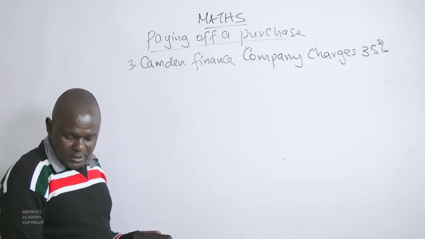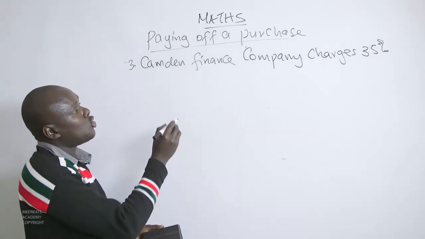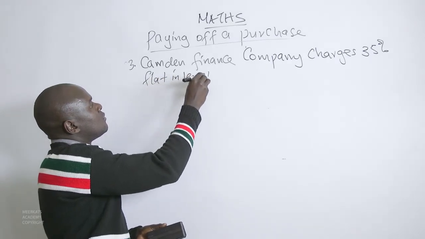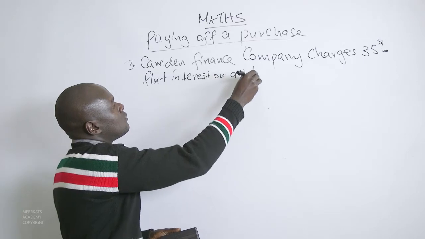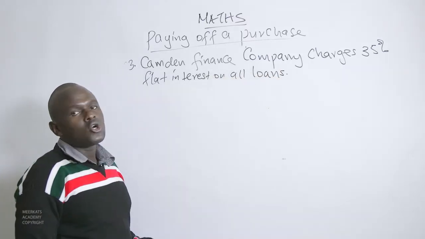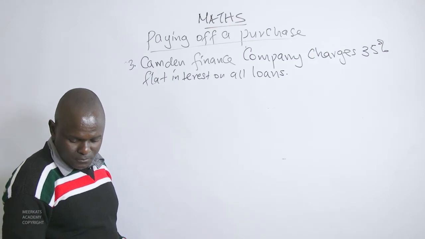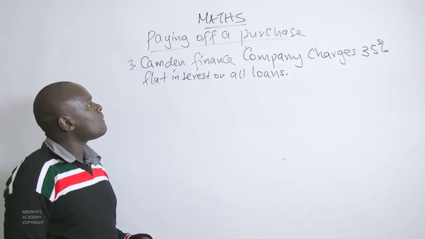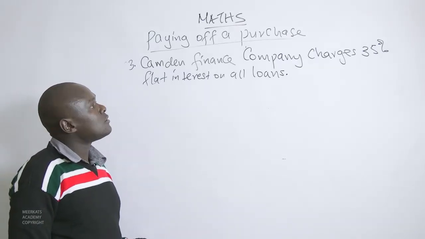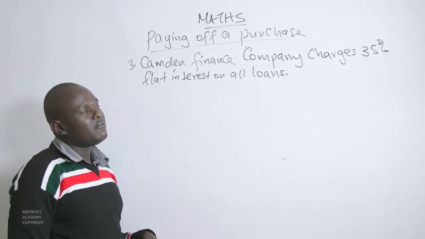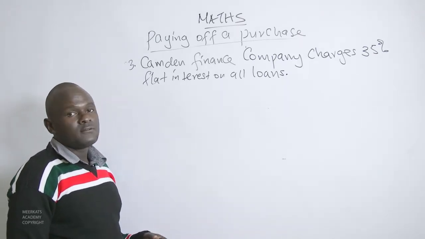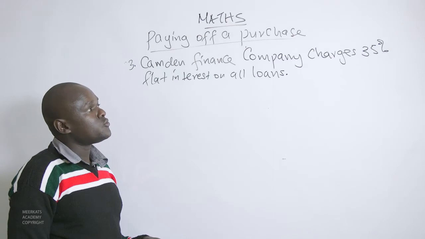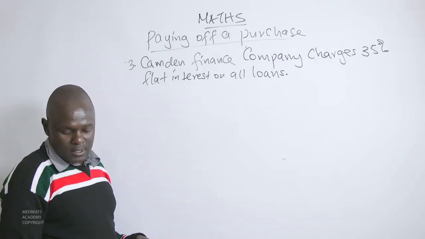Camden Finance Company charges 35% flat interest on all loans. This is a financial company that offers people loans, and we are told this company offers a flat rate of 35% interest on all the loans that it will extend to its clients. So let us look at the questions.